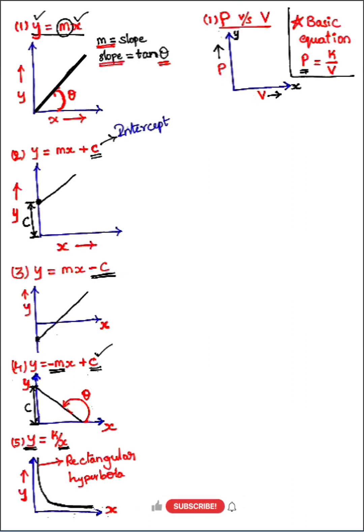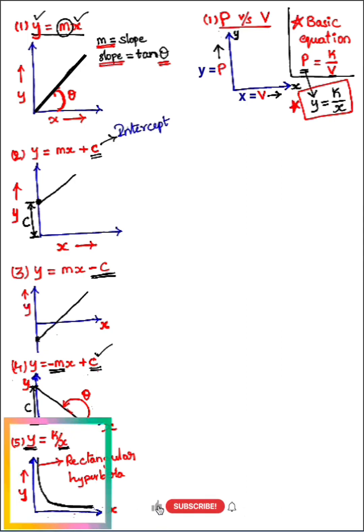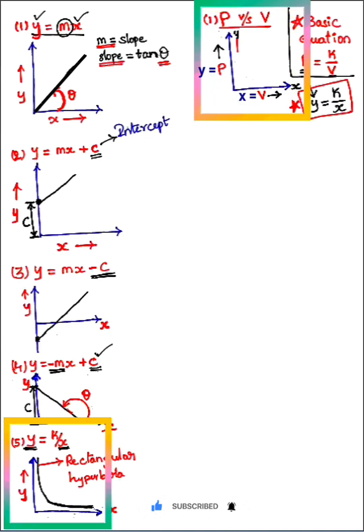And here, instead of pressure, can I simply write y? Because pressure is on the y-axis, right? So y is equal to k. And instead of volume, can I write x over here, because volume is on the x-axis? So y is equal to k divided by x. Now I think you have an idea about the nature of the curve, which I have told you already. What is the curve for the equation y equals k divided by x? The nature of the curve for this pressure versus volume is going to be a hyperbola, a rectangular hyperbola.